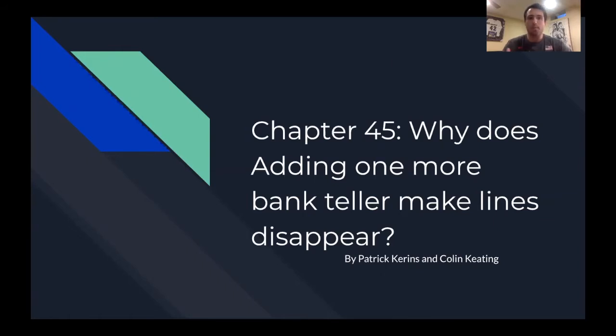Why does adding one more bank teller make lines disappear? I'm sure at some point in your life, you have waited on a line that simply felt like it was taking forever. This chapter looks into the theory and the mathematics behind waiting in line and how to minimize that for your customers. I'm going to define queuing theory, while Pat will provide a spreadsheet and some terms that can be used to determine how a customer's time in the system and average number present depend on the number of servers.